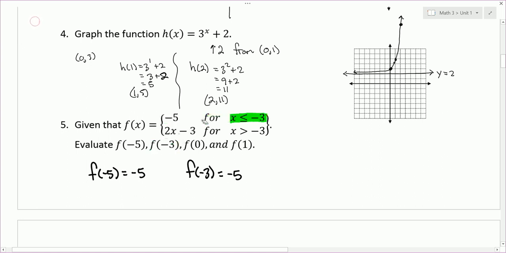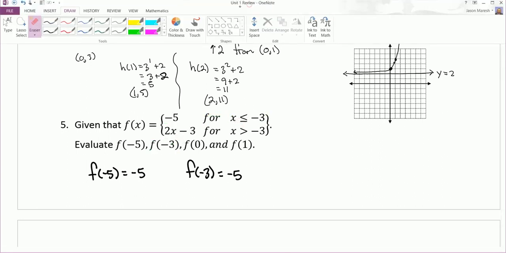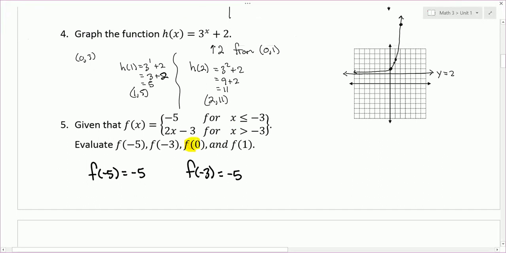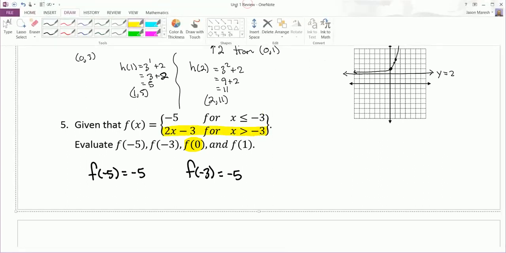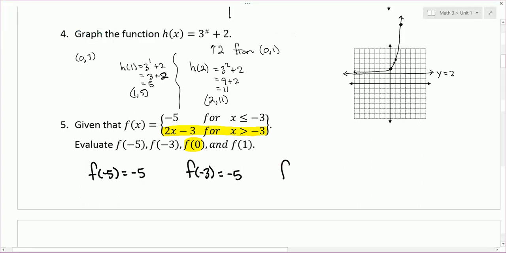Third case, f(0). x is 0. Actually, sorry, 0 is greater than -3. And so we are using the second line in our piecewise function. So f(0), in this case we plug in 0 into 2x minus 3. And we get -3 as an answer.